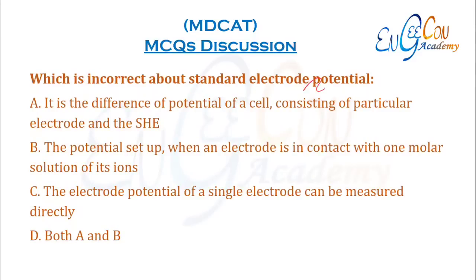Which is incorrect about standard electrode potential? It is the difference of potential of a cell consisting of particular electrode and SHE. It is the potential set up when electrode is in contact with 1 molar solution of its ions. The electrode potential of single electrode can be measured directly. So which of the following is incorrect? The first two statements are correct. The third statement is incorrect because potential of single electrode can never be measured directly. We require another electrode to get the circuit complete to measure the potential of the first electrode.